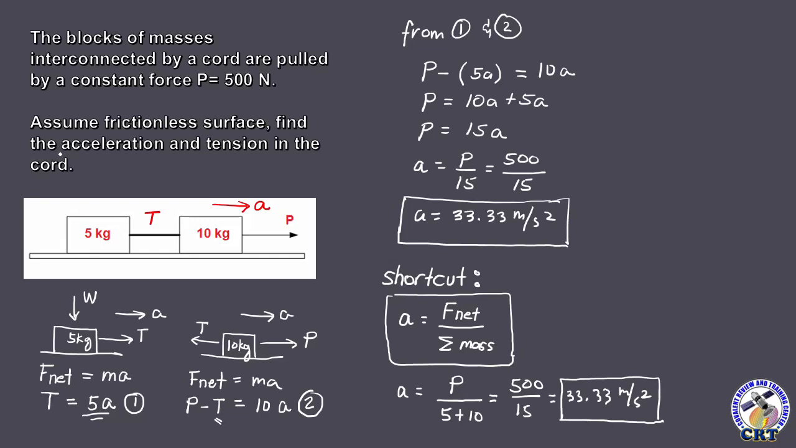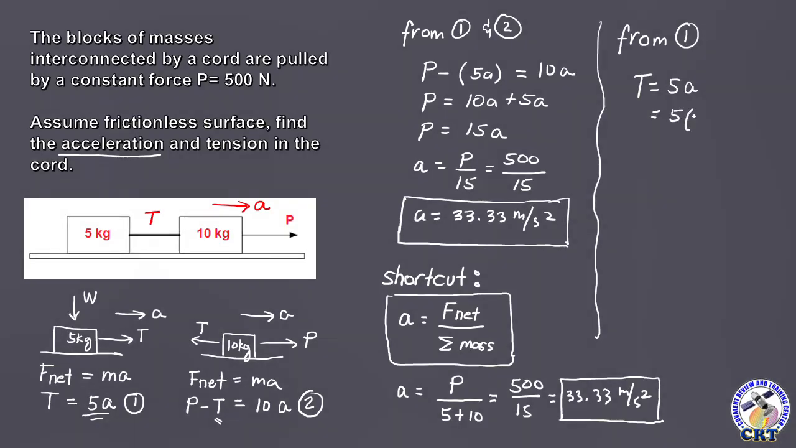Okay, that is our solution for the first requirement, the acceleration. Now, to solve for the tension in this example, you can either use the free body diagram of the 5 kilogram mass or the free body diagram of the 10 kilogram mass. Meaning you can choose between equation 1 and equation 2. So let us just use equation 1. From equation 1, the tension is equivalent to 5 times the acceleration.